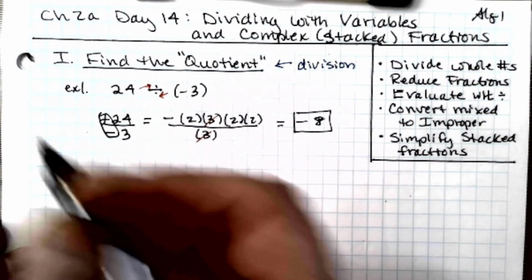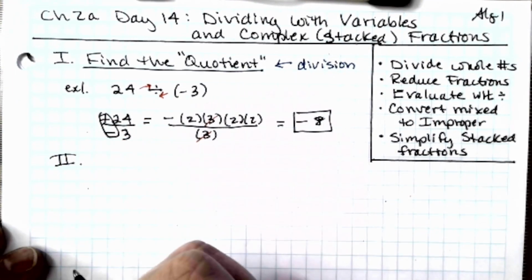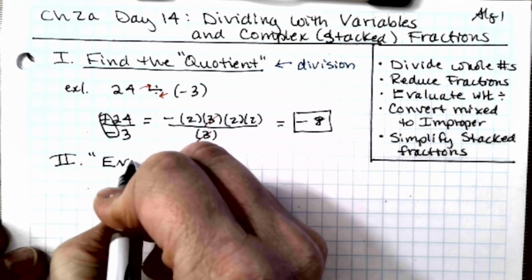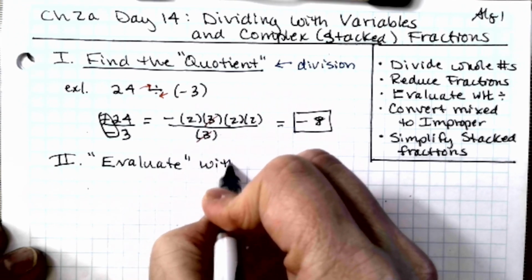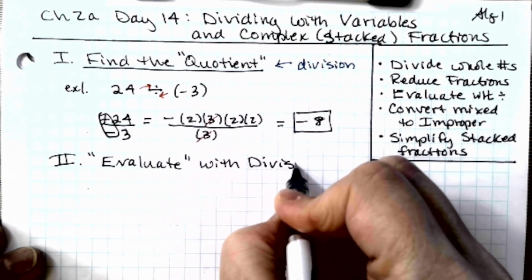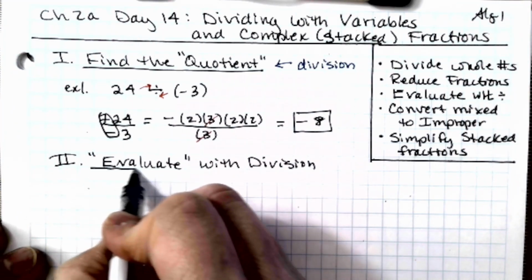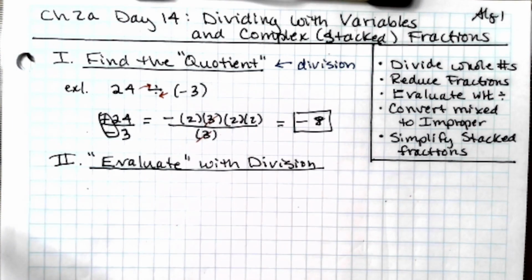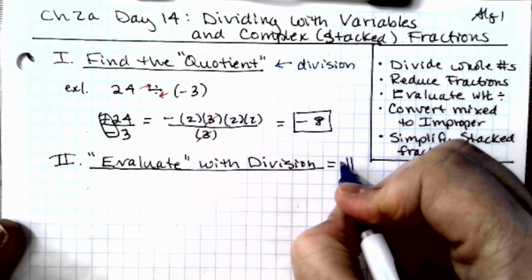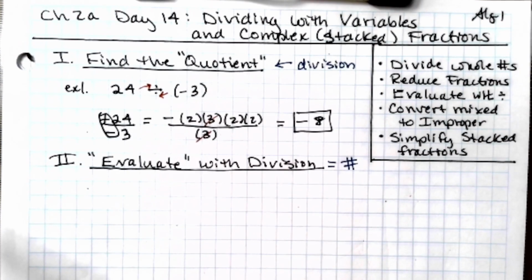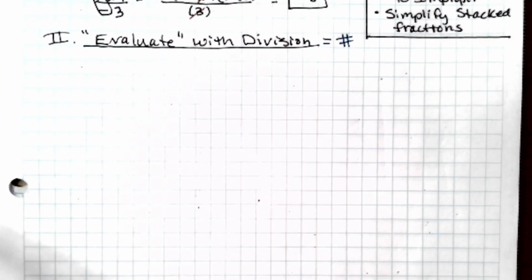All right, Roman numeral 2. We are going to evaluate with division. And we've done evaluating before. The word evaluate means you're going to substitute in numbers for the variables, for x and y and z, and then simplify. Whenever you see evaluate, the result should be a number because you've replaced the x's and the y's with numbers, so there should only be number values left.